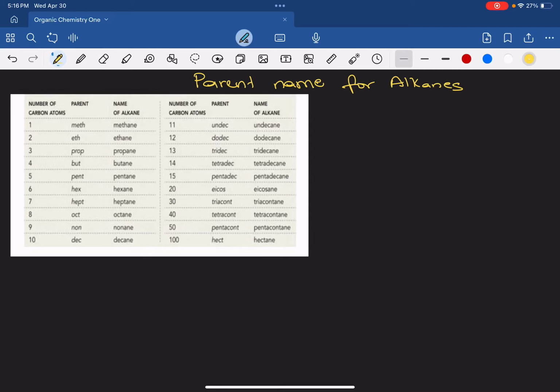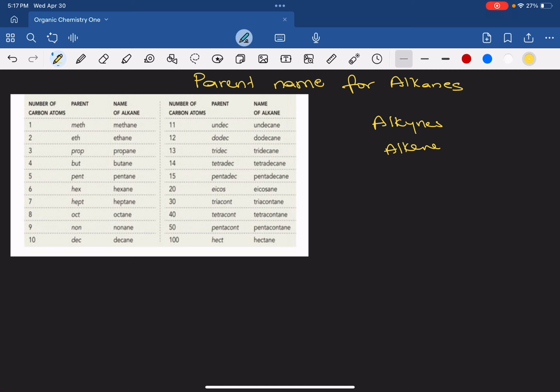Let's talk about the parent name for our alkanes, right? And I will let you know from now, this is the Bible to organic chemistry. And I say that because it doesn't matter what class of compound it is, alkanes, alkynes, alkenes, alcohol, it doesn't matter. This is what you use to name, right? So when I say that you need to know this, you need to know it.